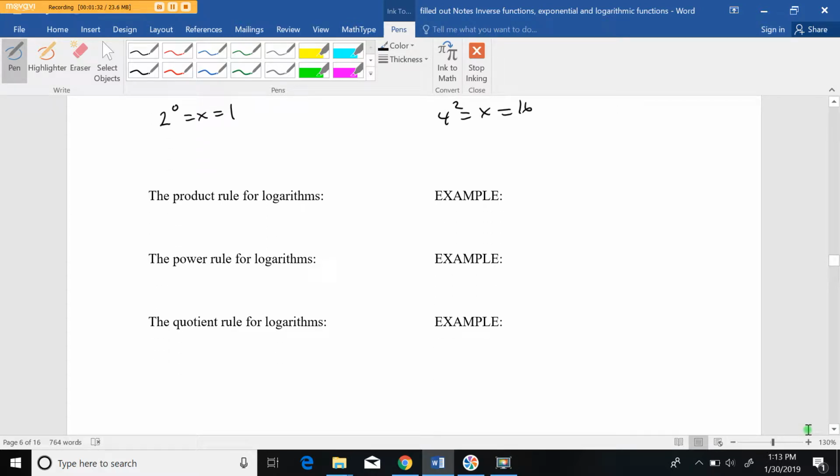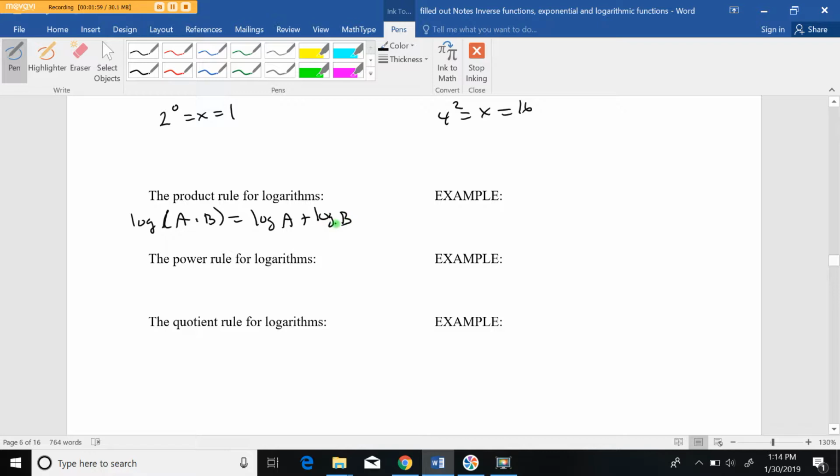All right, so a bunch of rules here. Product rule, power rule, quotient rule for logarithms. All right, so the product rule for a logarithm. Let me write it out and then go over it. If I have the log of two things, like log of a times b, that's equal to log a plus log b.